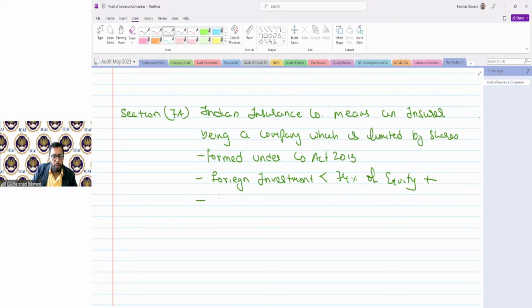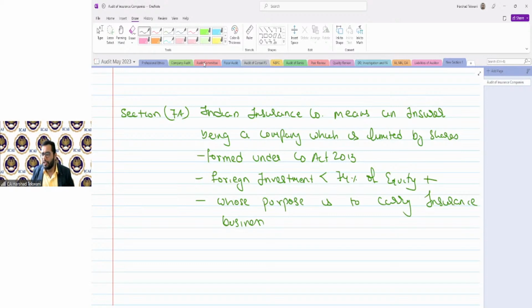whose purpose is to carry on insurance business. Now, in this particular definition, there are three things that we need to see. Number one, what do we mean by insurer? What do we mean by insurance business? And the holding percentage to be an Indian company, that we will cover separately.